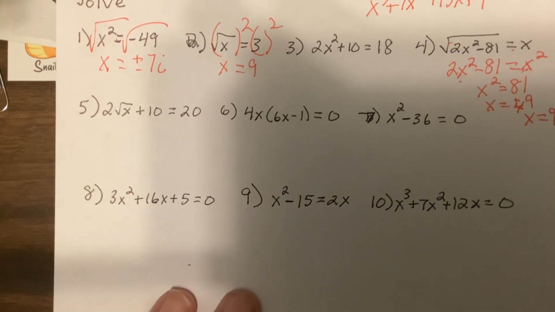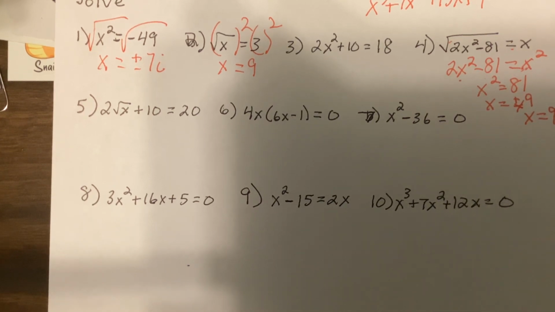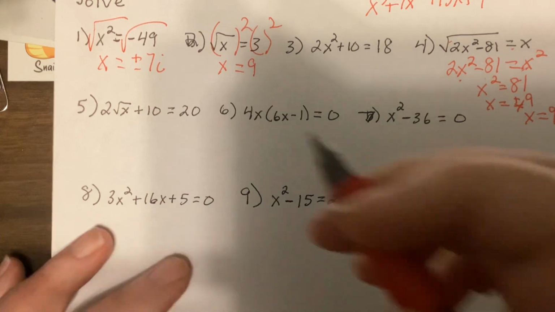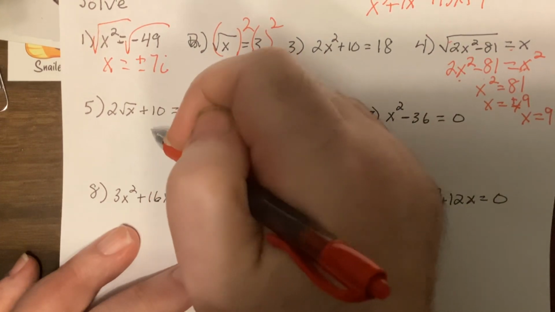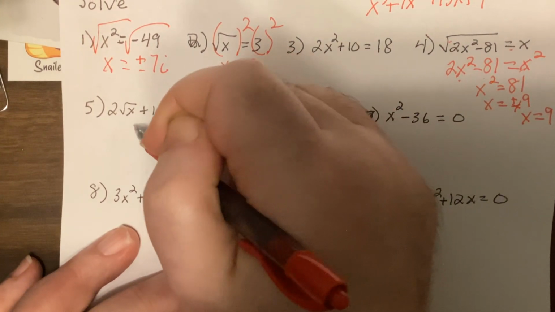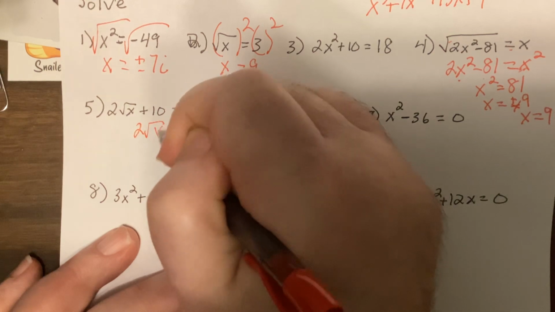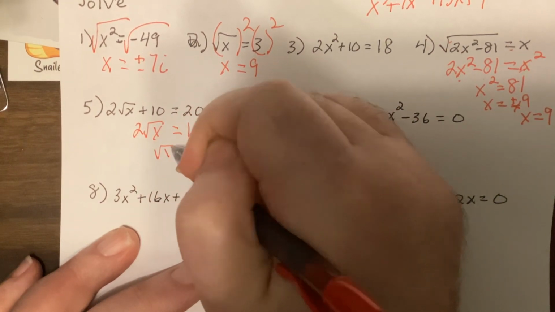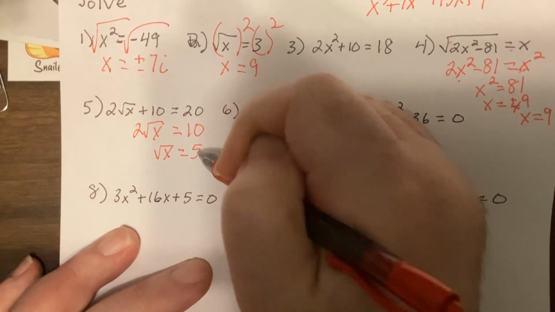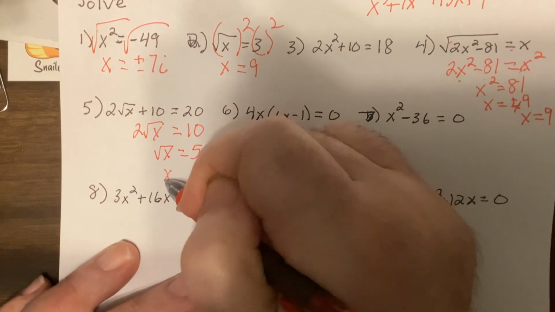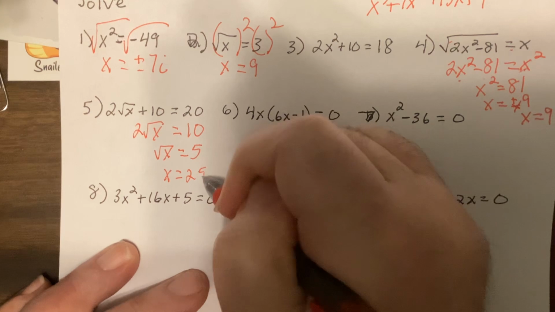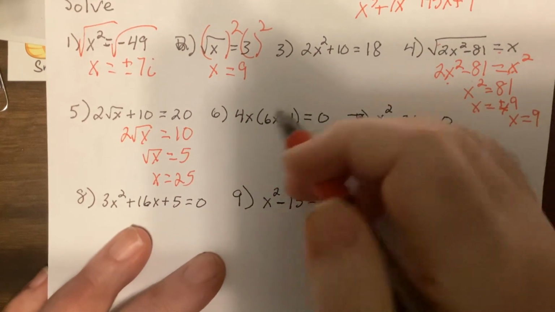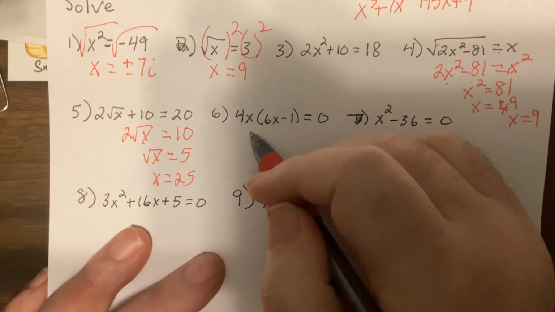So I want you to try these 3 problems for me, please, and then turn me back on. Okay, so we want to get the square root by itself, so we're going to subtract 10. Divide by 2. Then we're going to square both sides. X equals 25.